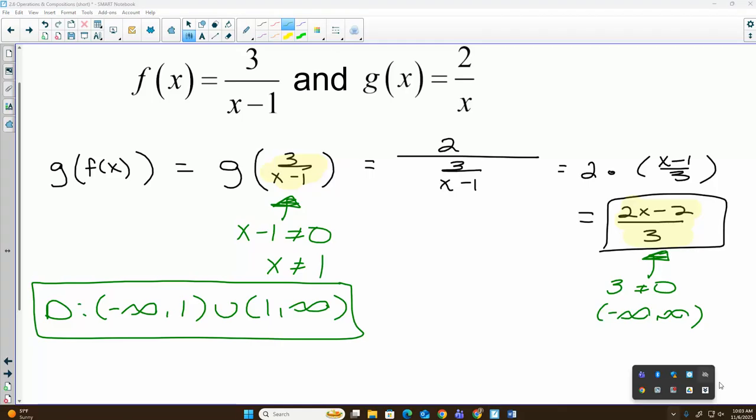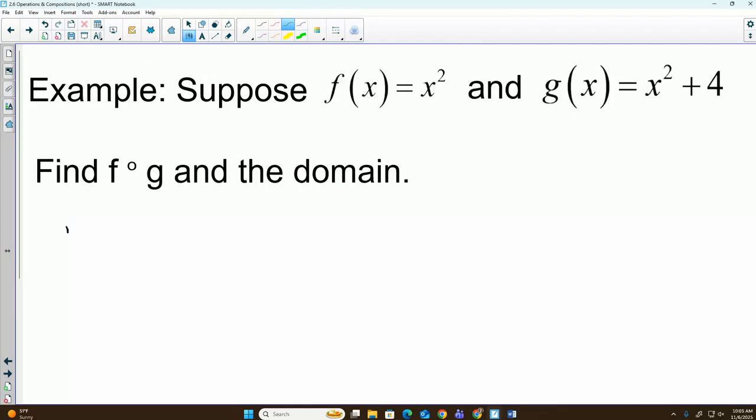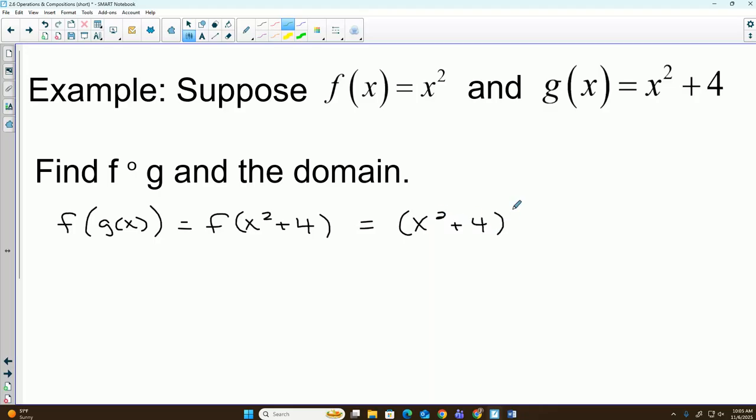I want you guys to try the next one. Do f composed with g first, so f of g of x. So g is x squared plus 4. If I put that into f, f is whatever we plug in, squared. How do I square that? Okay, so that gives me x to the 4th plus 4x squared plus 4x squared plus 16.